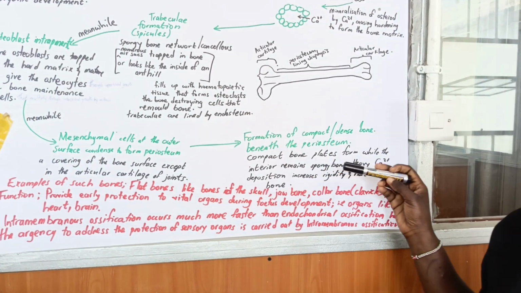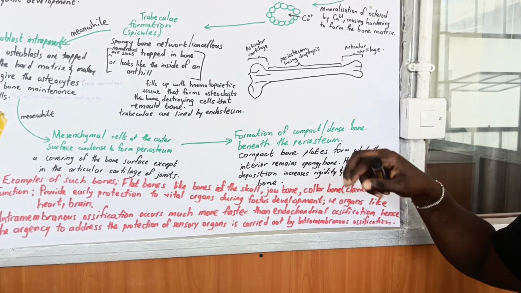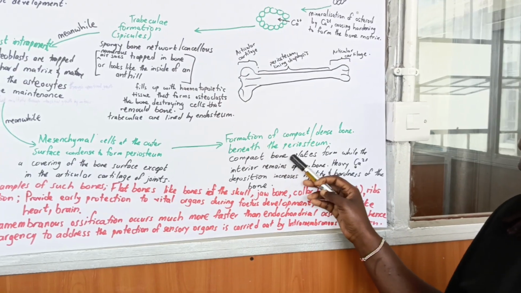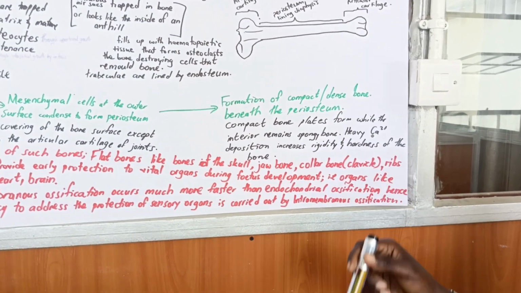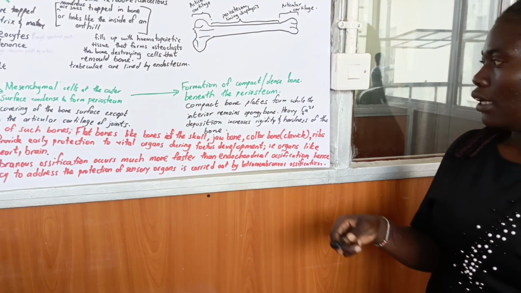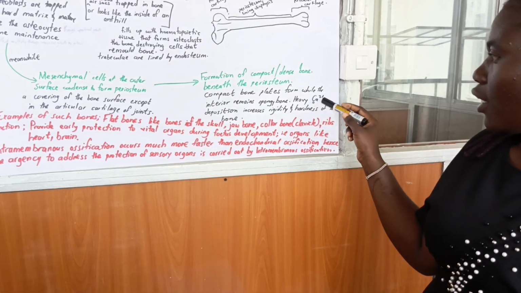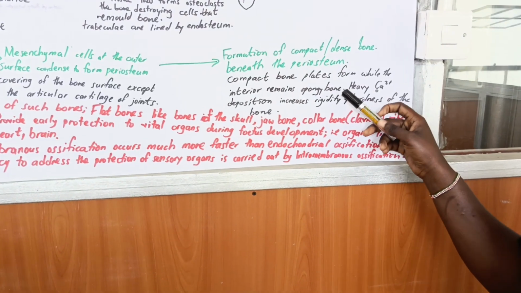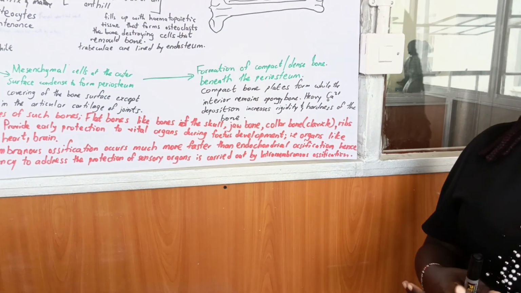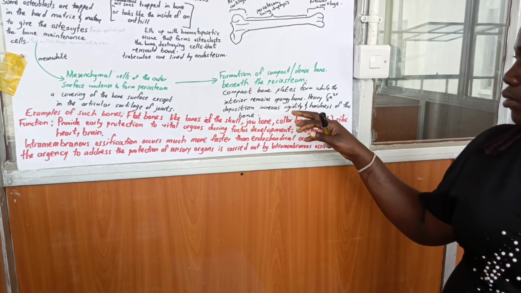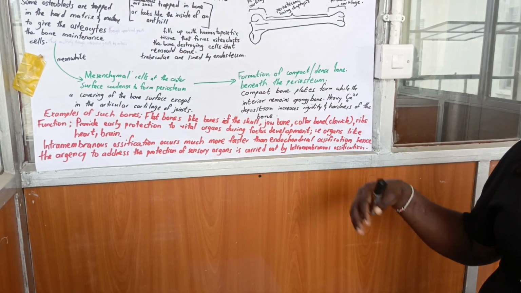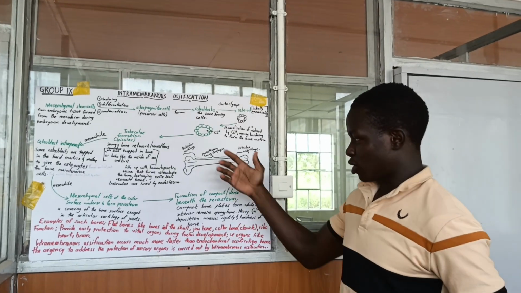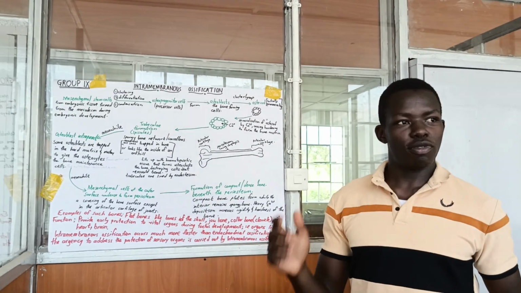The periosteum is the outer part of the bone. So the compact bone plates form while the interior remains spongy bone. Heavy calcium deposition increases the rigidity and hardness of the bone, making it stronger. Thank you. That is a brief description of how intramembranous ossification works.